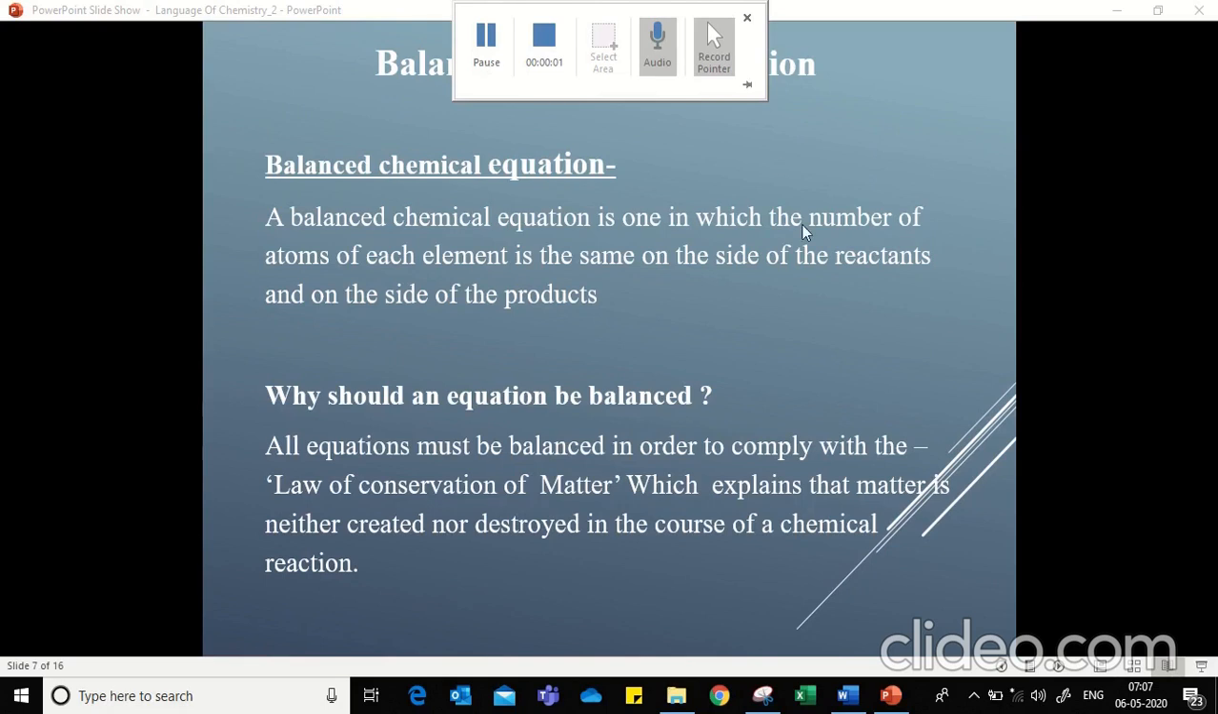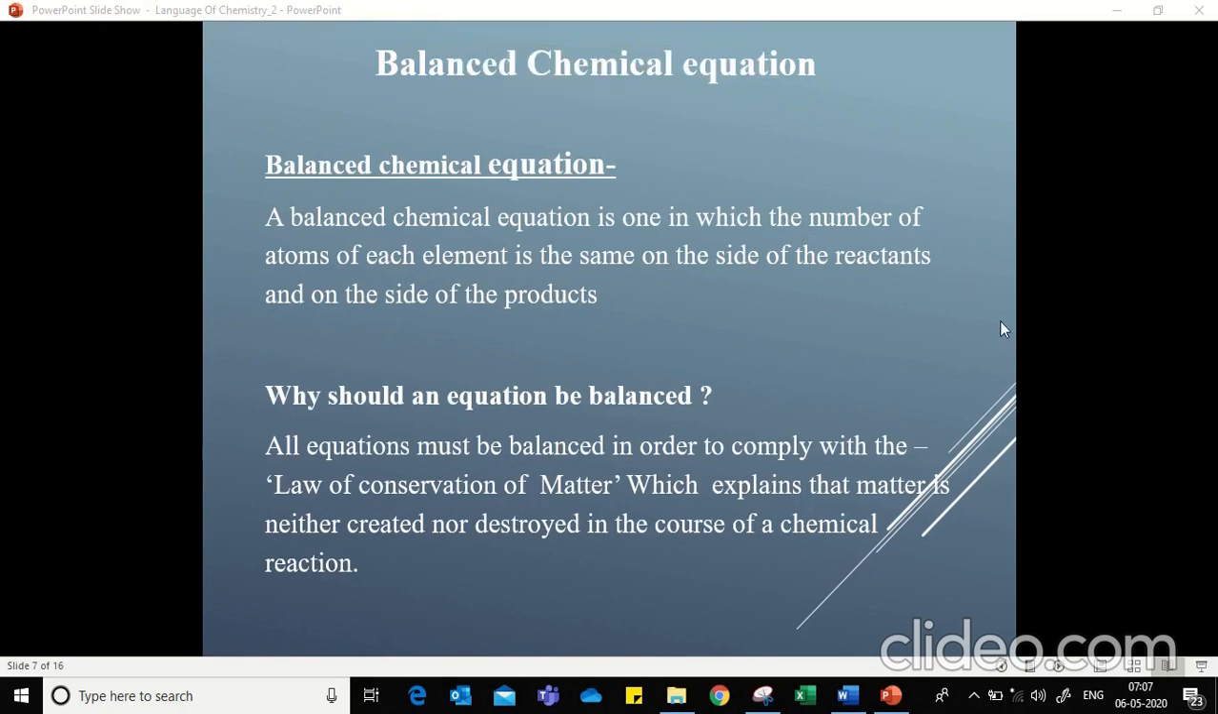Now let us study about balanced chemical equations. What is a balanced chemical equation? You must have learned this in grade 8. There is always a question asked in the exam on balanced equations. A balanced chemical equation is one in which the number of atoms of each element is the same on the side of the reactant and on the side of the product. So the number of atoms of each element must be the same on the reactant as well as the product side.